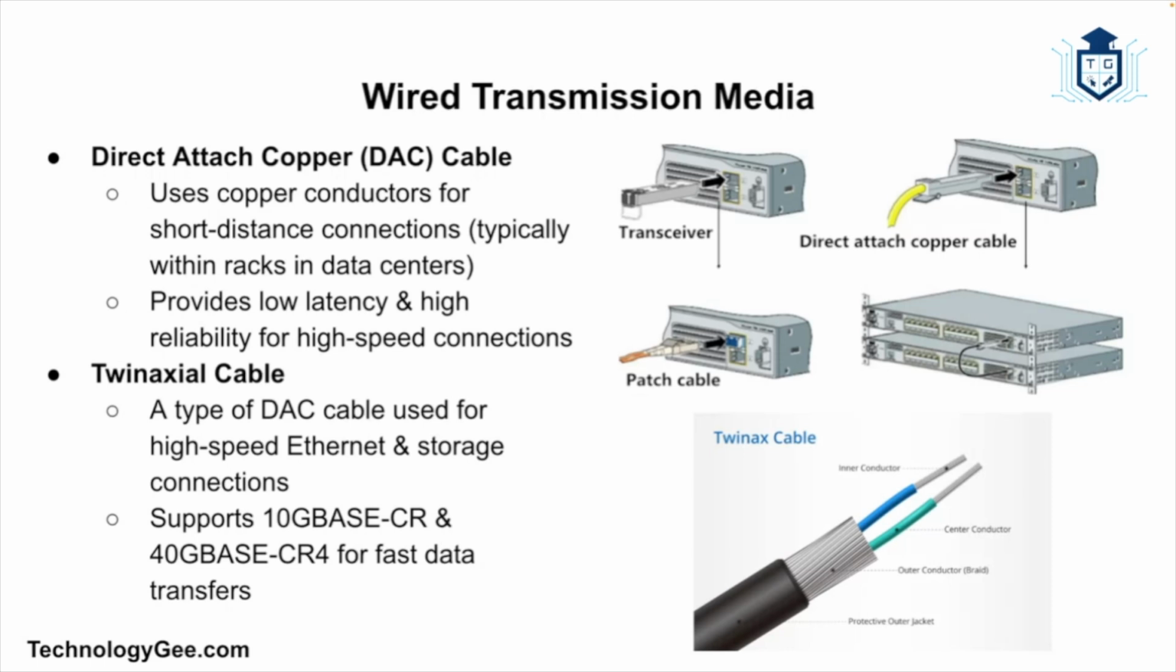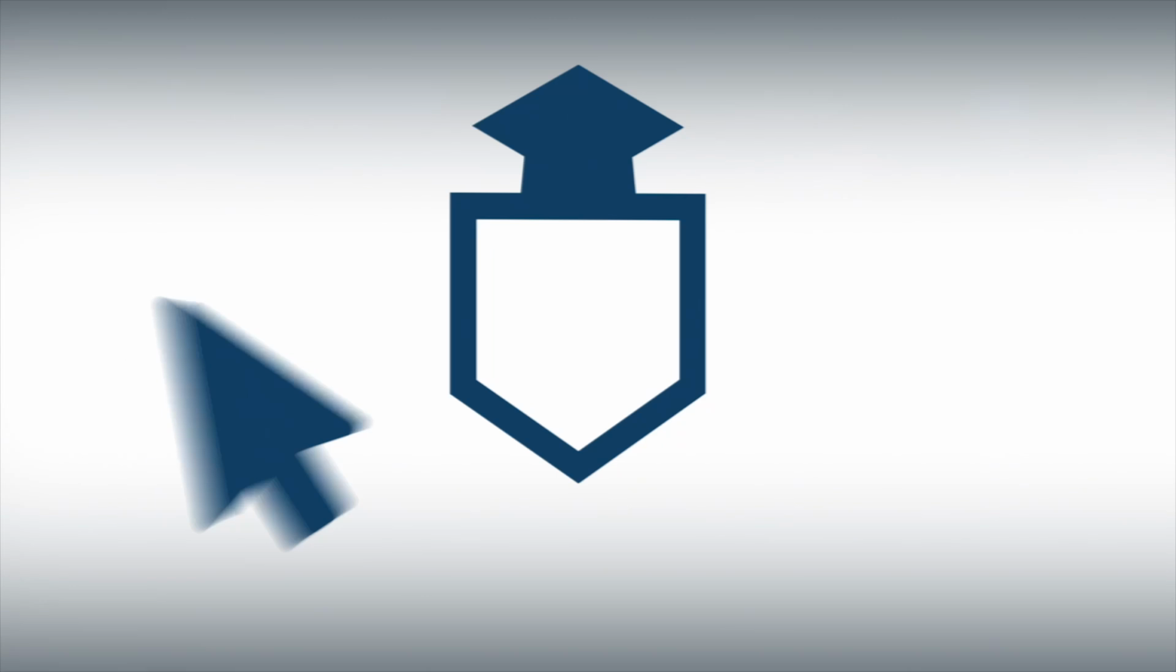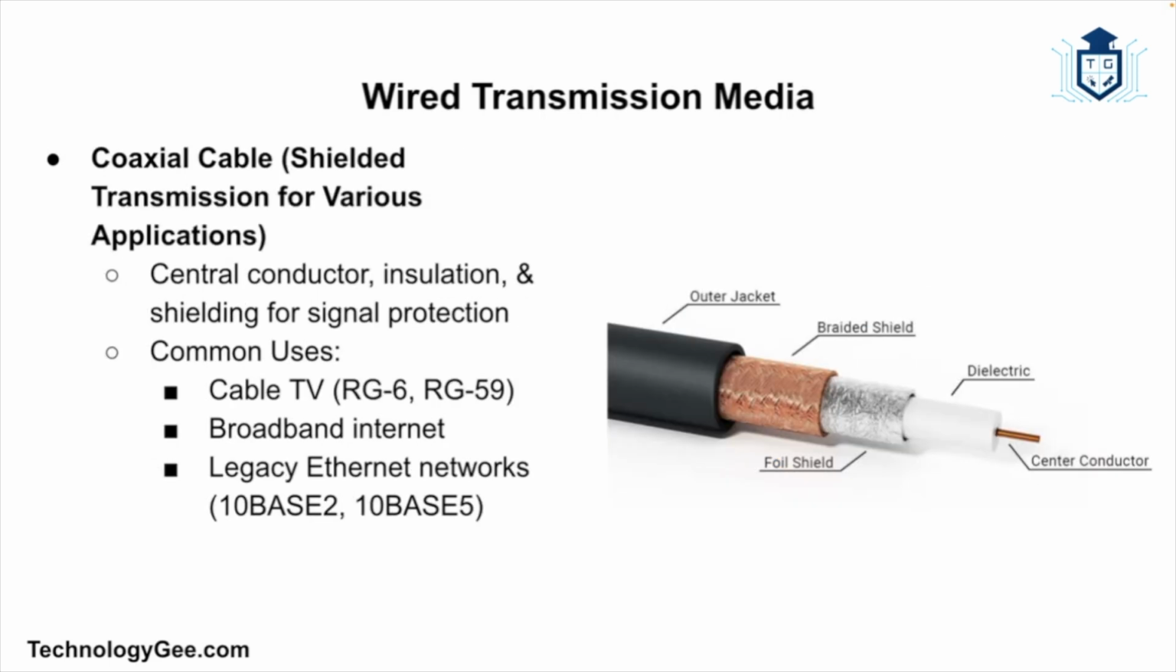And then we have what is called a twin axial cable, and this is a type of direct attach copper cable to where they are often used for high-speed Ethernet and storage connections such as 10GBASE-CR and 40GBASE-CR4 standards. Another wired transmission media is that of your standard coaxial cable, and this features a central conductor that is surrounded by insulation, shielding, and an outer jacket. They are commonly used for cable TV, broadband internet connections, and legacy Ethernet networks.